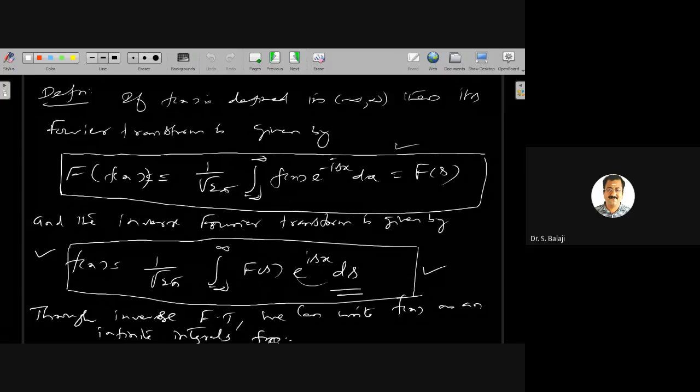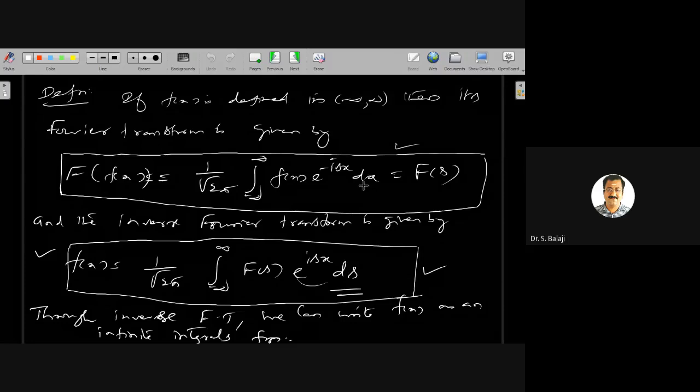So through Fourier series, any periodic, continuous function defined in the interval minus infinity to infinity or 0 to 2 pi can be written, with the help of Fourier series, as an infinite series of sine or cosine functions. And in the Fourier transform, you can write infinite integrals, not infinite series, infinite integrals of sine or cosine functions. That will be the definition.